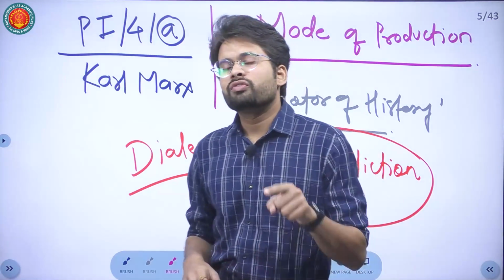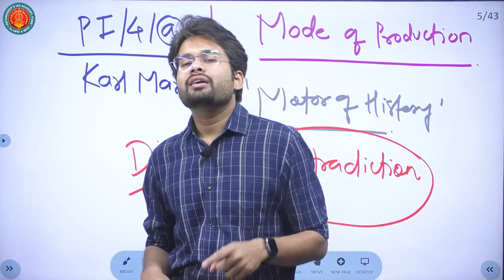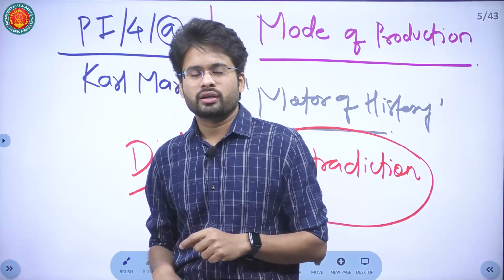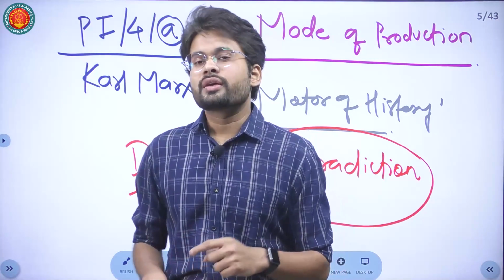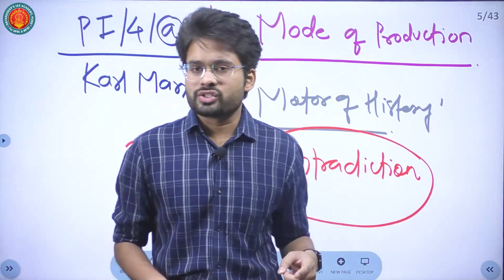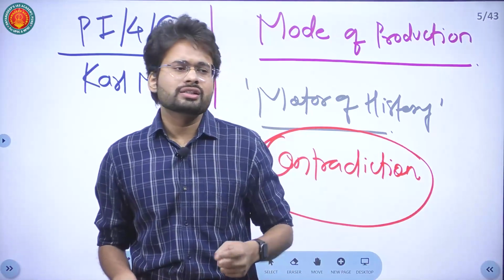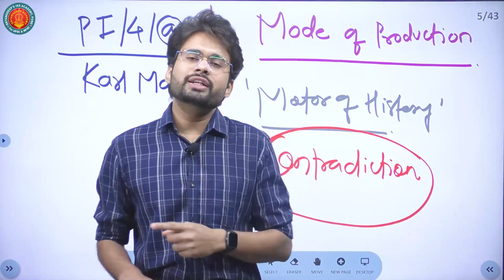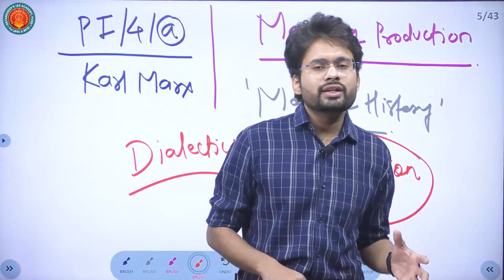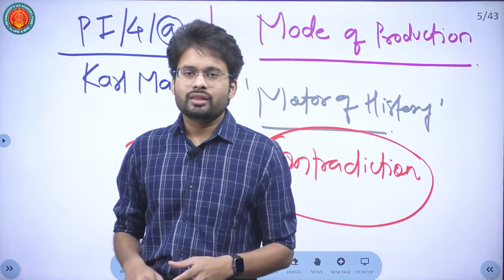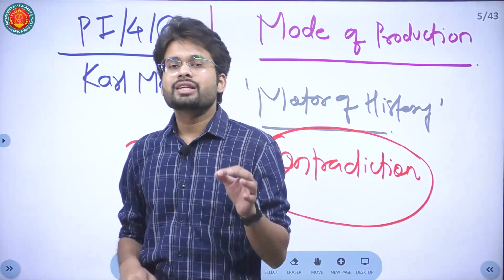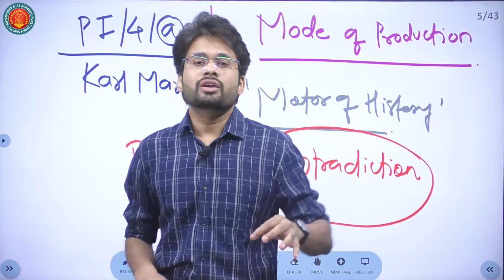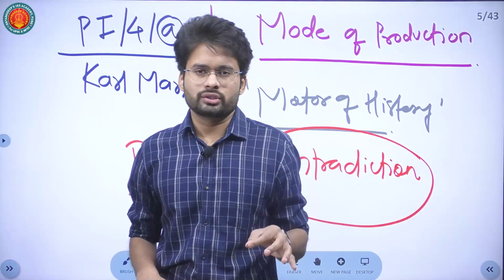Marx used the concept of dialectics and gave the idea of both historical materialism and mode of production. According to Marx, the motor of history is contradictions. Because of contradictions, society changes from one stage to another. It changes its form and phase from one stage to another, and each stage is called a mode of production. According to Marx, there are a total of 6 modes of production.